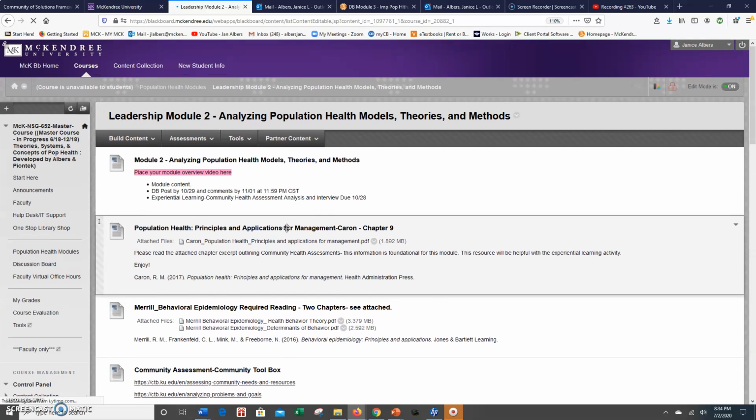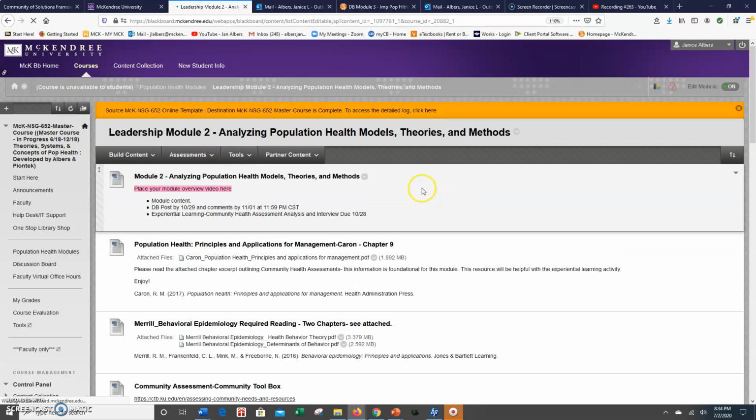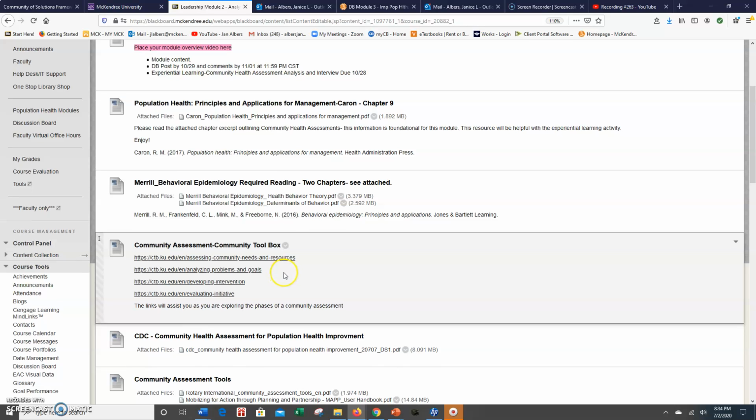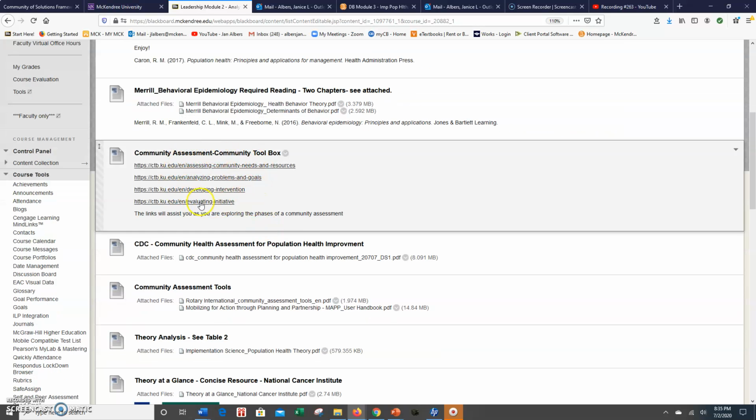So when we go into module number 2, there are many tools that are available here, and part of it is to help them with the analysis for that experiential learning that they're going to be doing. The resources will help them to think through some of those basic principles. This chapter from the book will help them as they're analyzing the community health assessments, and also when we're looking at some of the theories and some of the community tools that are available out here.